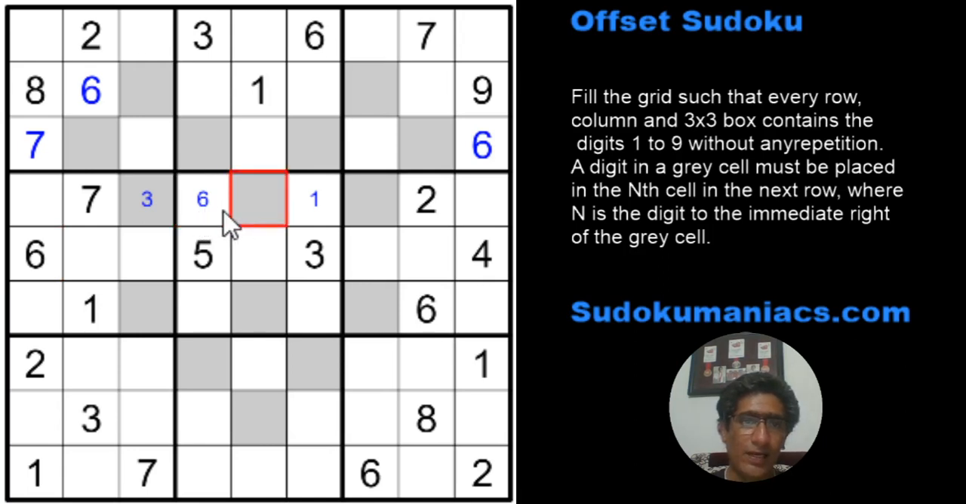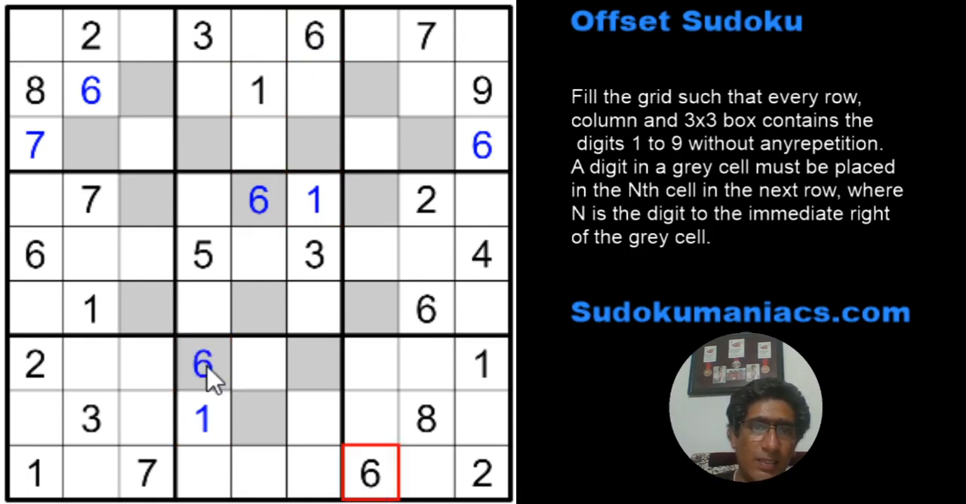Alright? So I can't have two 6s. So obviously this cannot be a 6. This becomes my 6. So I place it, and in the next row I have a 6 in the first cell. So I get my 1 here. So 1, 1. This becomes a 1. And with 6, 6. This is a 6.